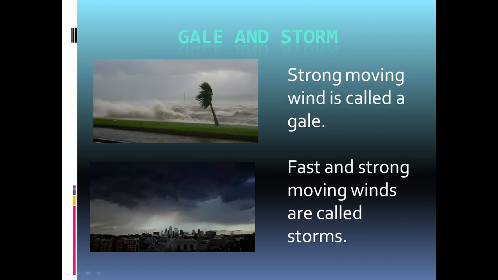We will now talk about gale and storm. For some of you, gale should be a new term. Strong moving wind is called a gale. Gale is very strong, stronger than a breeze and less than a storm.